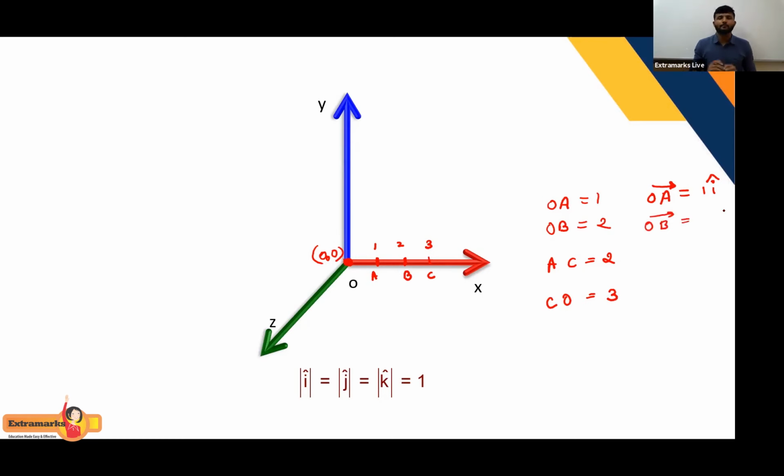Similarly, if I write OB vector I can write it as 2 I cap. Now you can say that if it is OB vector, your starting point is O, ending point is B, and you are moving towards the right. So from O to B, the magnitude is 2, and the direction is towards plus I cap. So I can write 2 I cap. Similarly, tell me what should I write for AC?